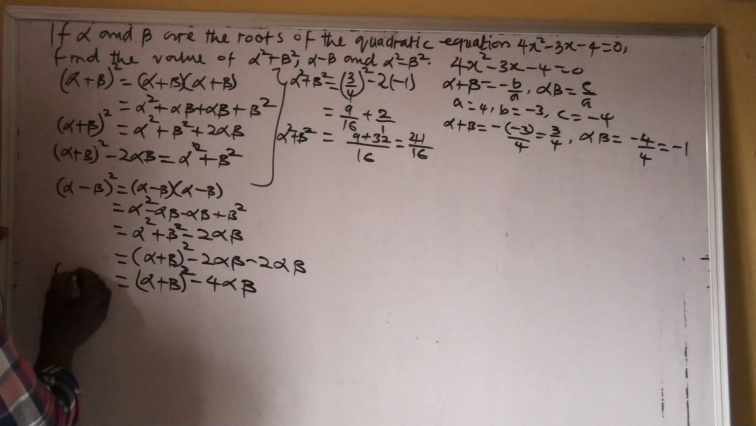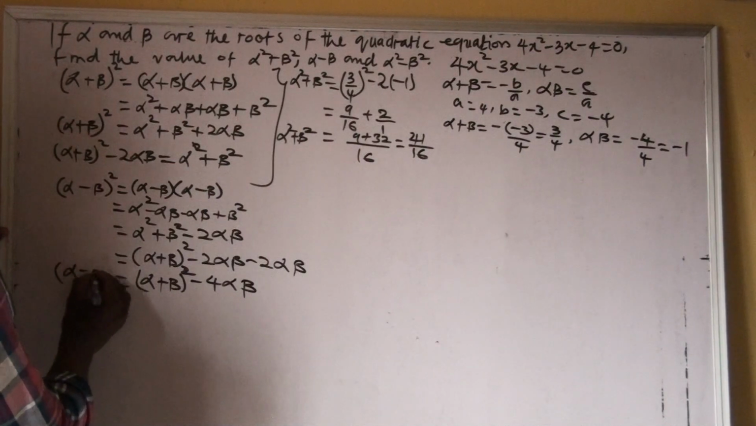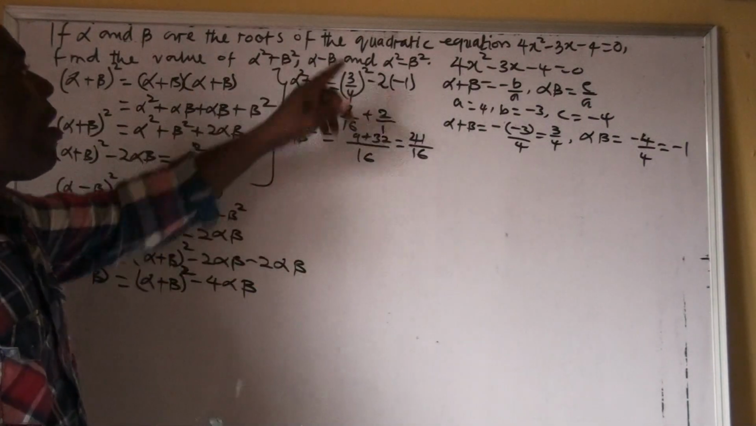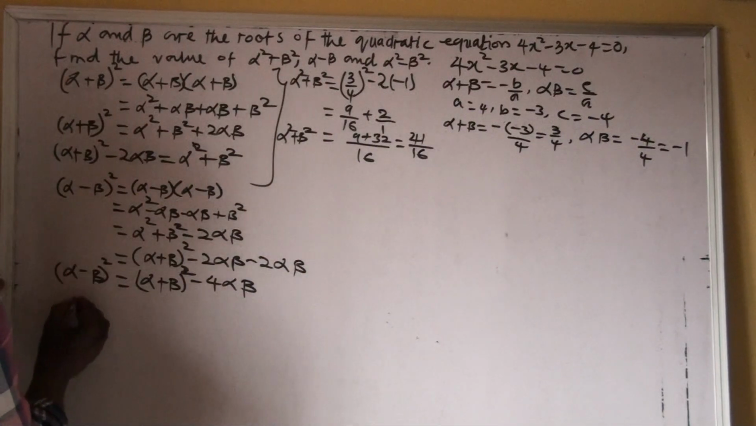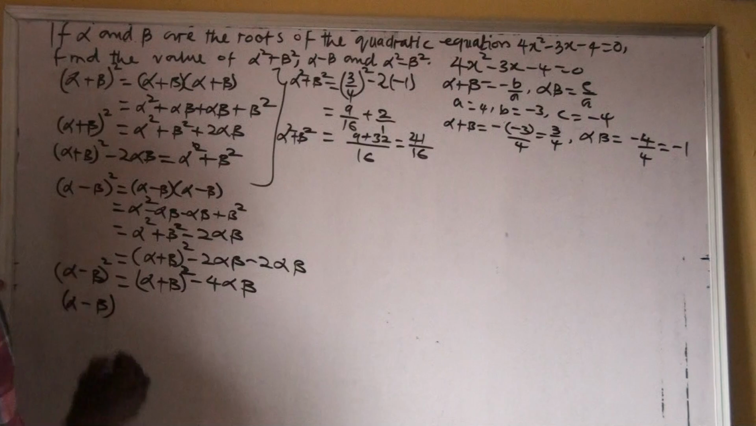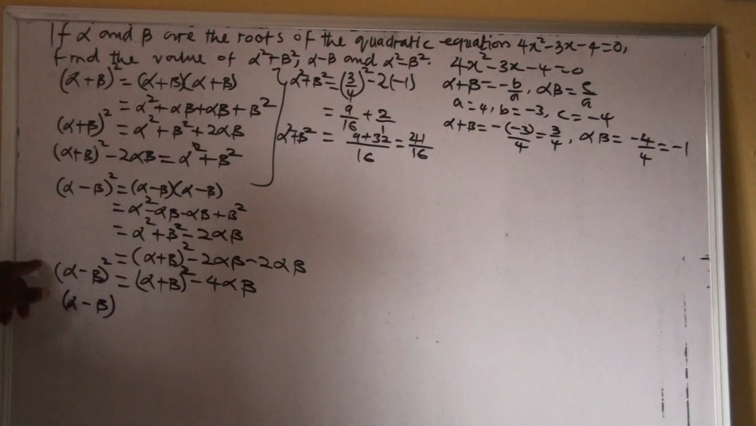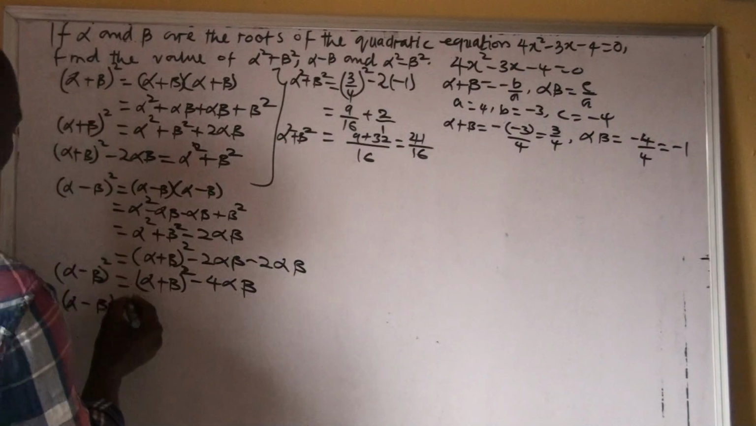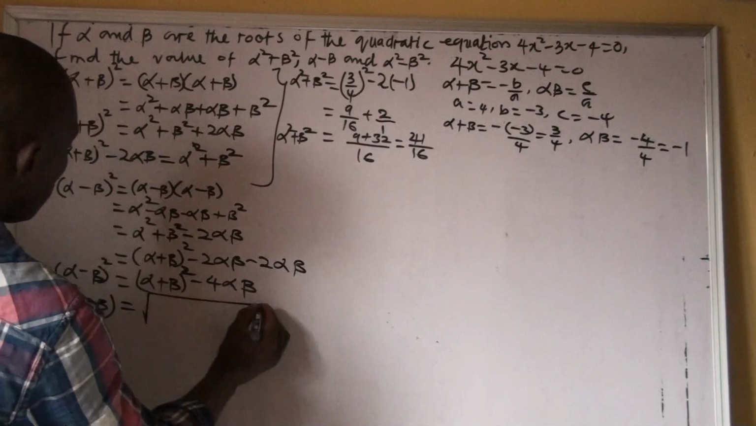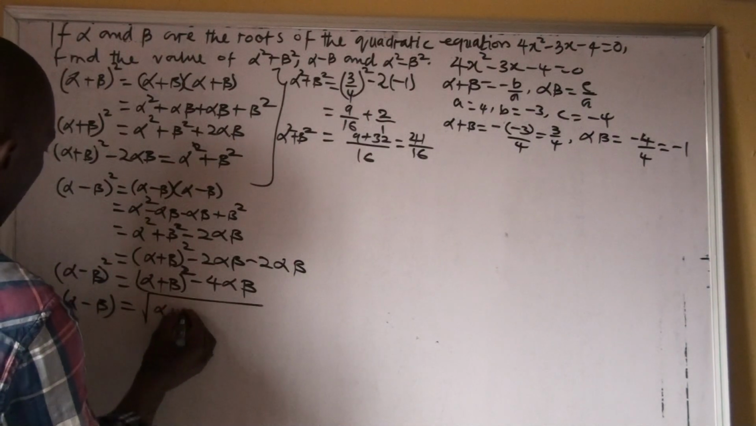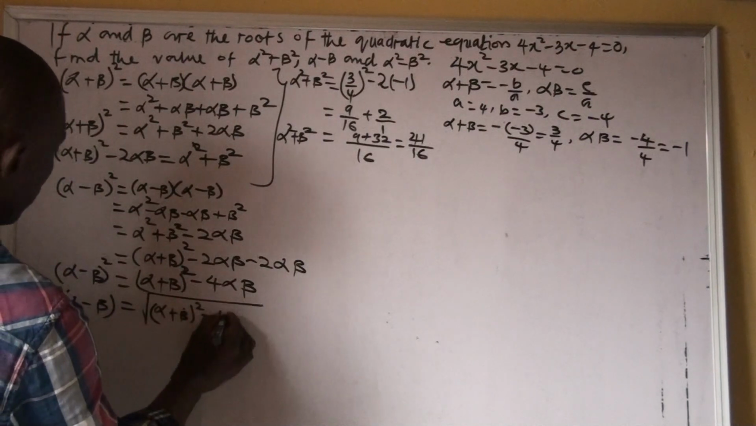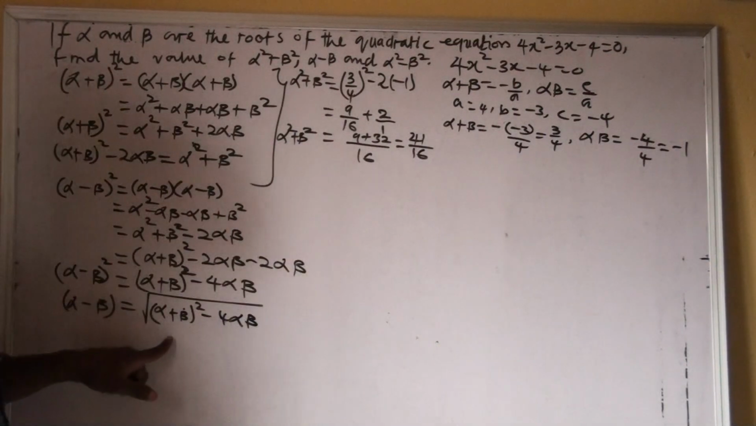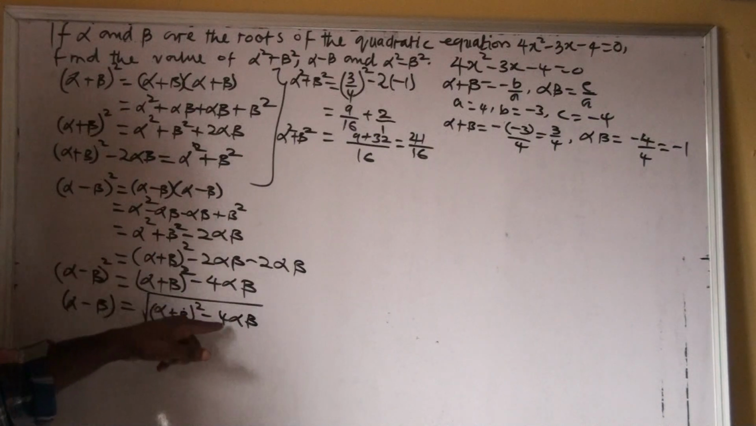So on the left hand side we said alpha minus beta. That is our transformation, alpha minus beta all square. What we are looking for is just alpha minus beta. So we take the square root of both sides, so that the power 2 here is removed, and this becomes the square root of alpha plus beta all square minus 4 alpha beta. So the transformation for alpha minus beta is the square root of alpha plus beta all square minus 4 alpha beta.